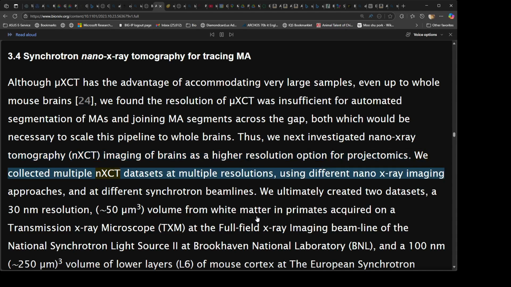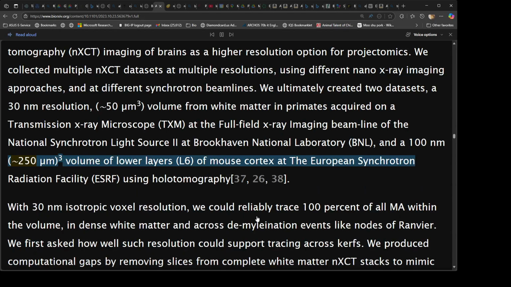We collected multiple NXCT datasets at multiple resolutions, using different nano X-ray imaging approaches and at different synchrotron beam lines. We ultimately created 2 datasets: a 30 nanometer resolution, ~50 µm³, volume from white matter in primates acquired on a transmission X-ray microscope, TXM, at the full-field X-ray imaging beamline of the National Synchrotron Light Source 2 at Brookhaven National Laboratory, BNL, and a 100 nanometer, ~250 µm³, volume of lower layers, L6, of mouse cortex at the European Synchrotron Radiation Facility, ESRF, using holotomography.